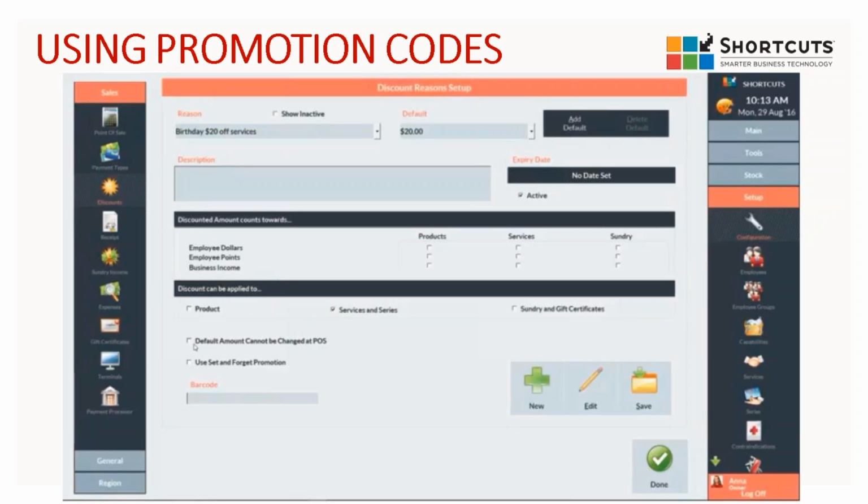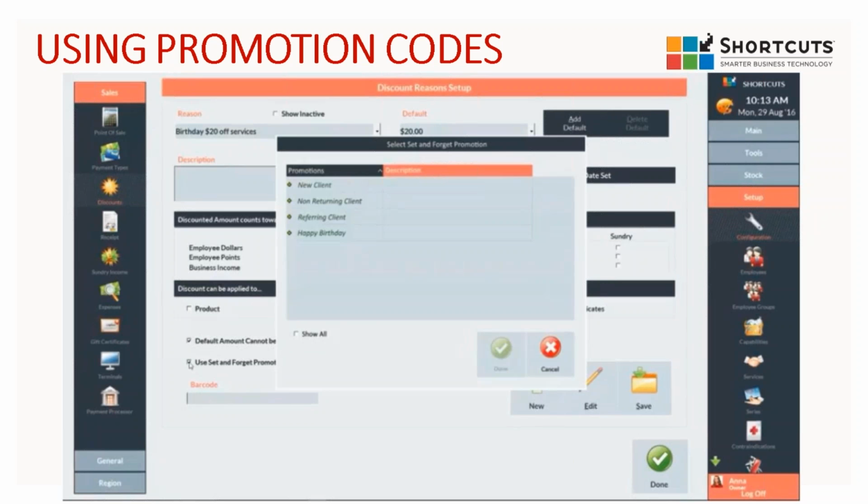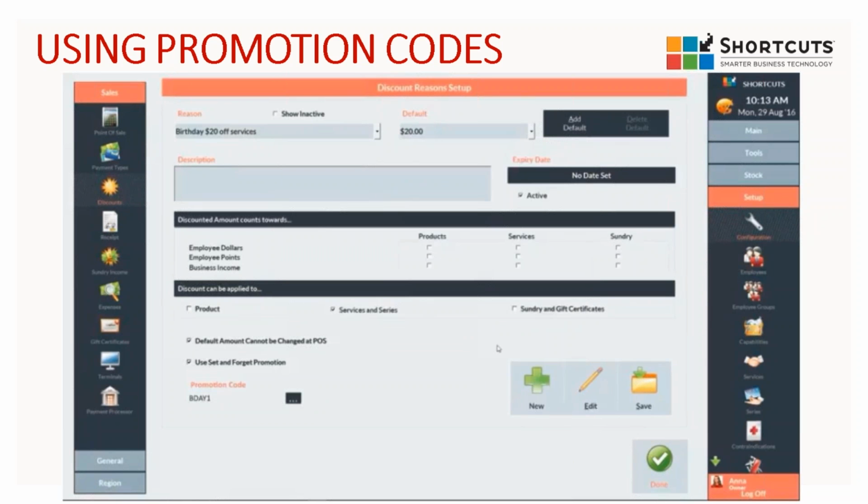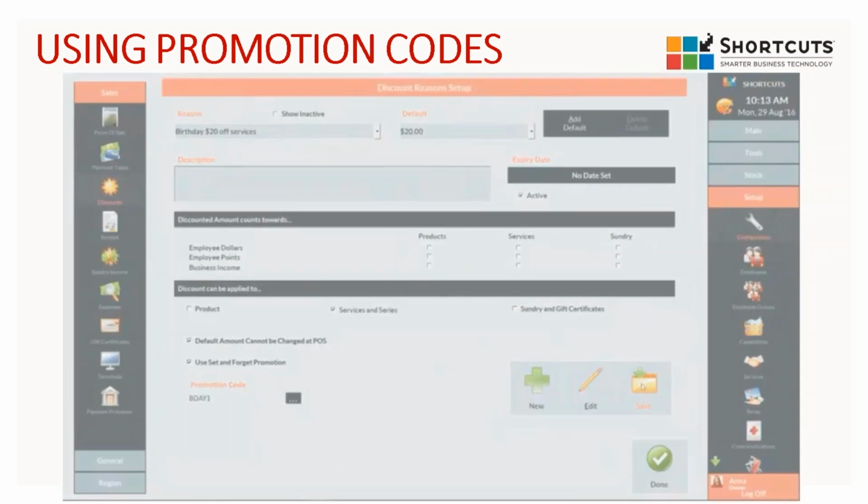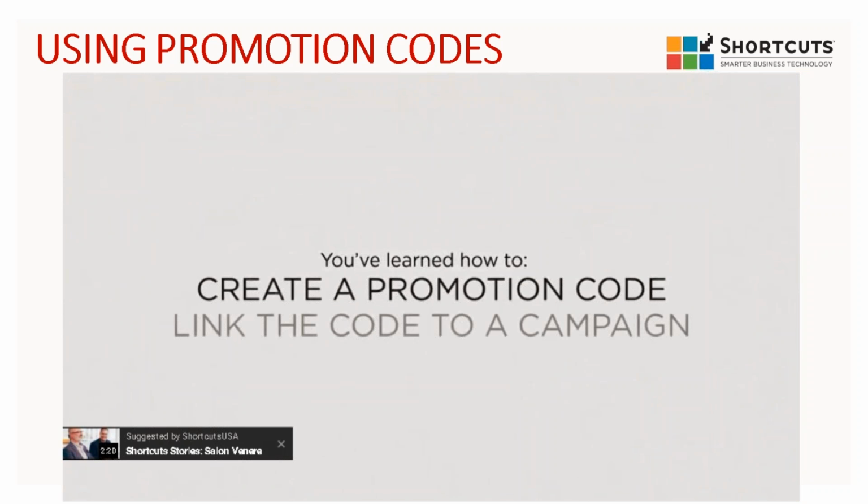Okay, we'd also want to specify what they can use it on. Check the little box that says default amount cannot be changed at the point of sale. And then last but not least, for our promotion code, use set and forget promotion, and then we can link the code to this discount. That way, you guys, every single time our staff uses this discount, GCast is aware and can report on that for us.